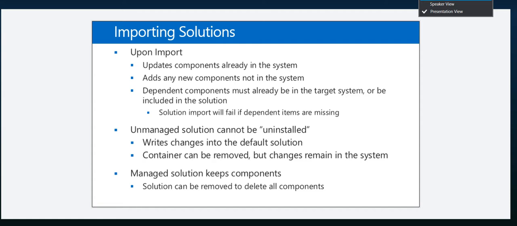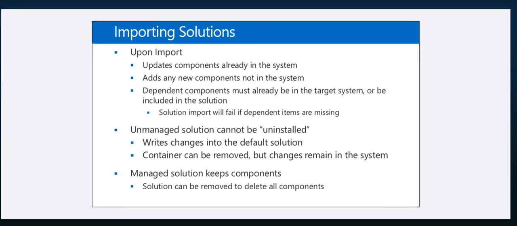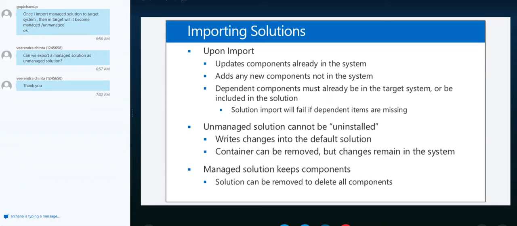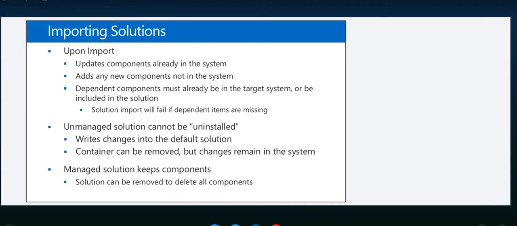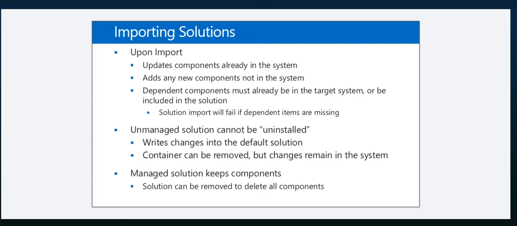All right, so importing solutions. Enough about exporting. What about importing and getting them into the system? When they're being imported, all the components that are already in the system will be updated with the new information. That could be name changes, any kind of minor attribute changes to those components. Any new components that are not already in the system will be created in that process. And any dependent components must already be in the target system or be included in the solution. So if they're not included in the solution, the import will fail.